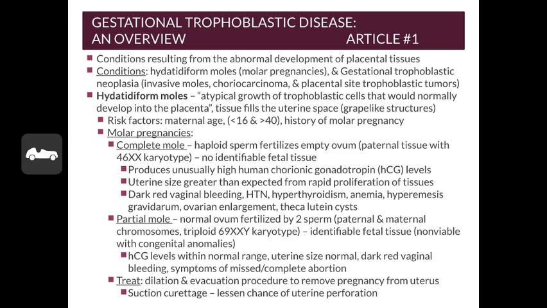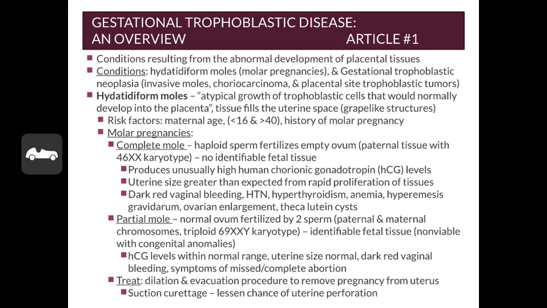Complete mole is when a haploid sperm fertilizes an empty ovum. Paternal tissues within a 46XX karyotype are created, and no identifiable fetal tissue is found. This condition produces unusually high human chorionic gonadotropin, or HCG, levels. Uterine size is greater than expected from the rapid proliferation of tissues, and dark red vaginal bleeding, hypertension, hyperthyroidism, anemia, hyperemesis gravidarum, ovarian enlargement, and theca lutein cysts are seen.